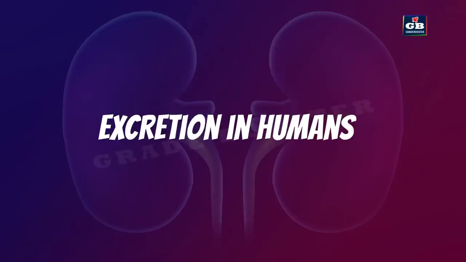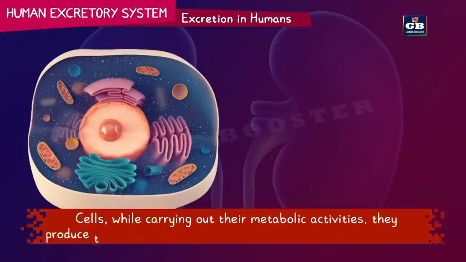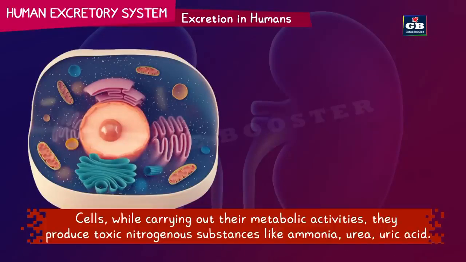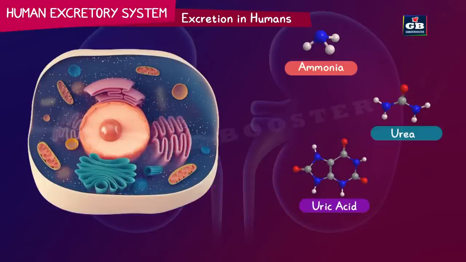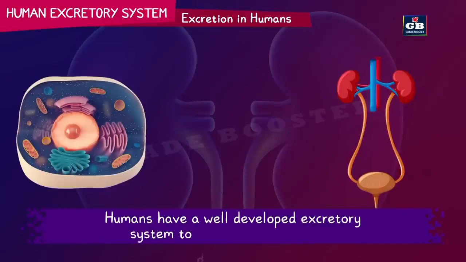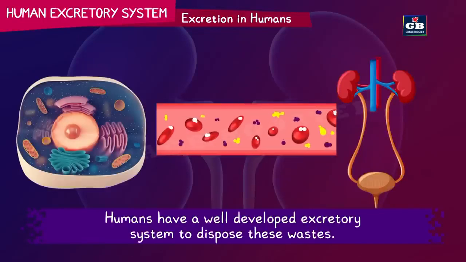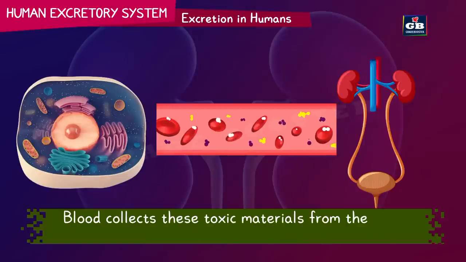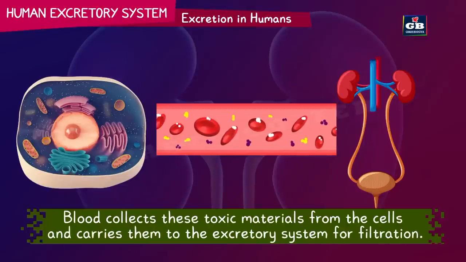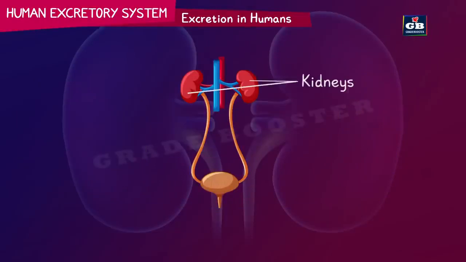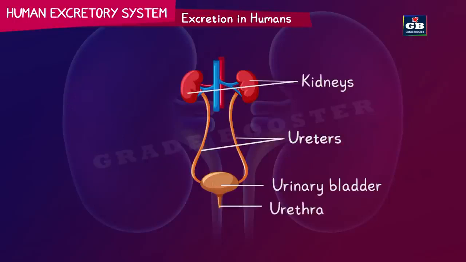Excretion in human beings. Cells, while carrying out their metabolic activities, produce toxic nitrogenous substances like ammonia, urea and uric acid. These compounds are to be eliminated from our body. Humans have a well-developed excretory system to dispose these wastes. Blood collects these toxic materials from the cells and carries them to the excretory system for filtration. Human excretory system has 2 kidneys, 2 ureters, 1 urinary bladder and 1 urethra.